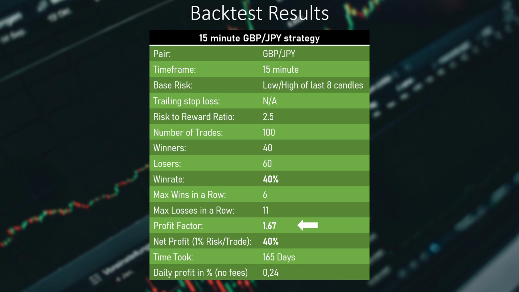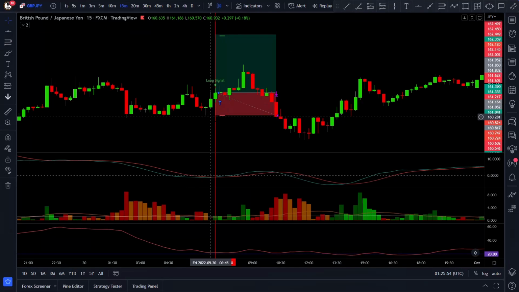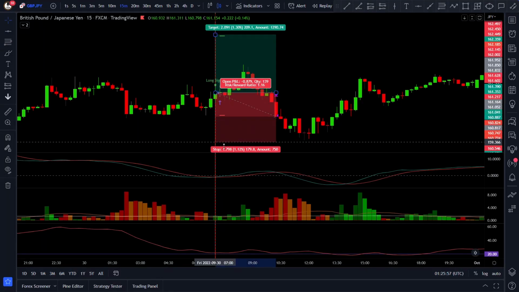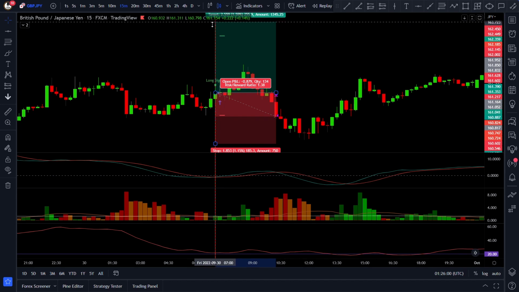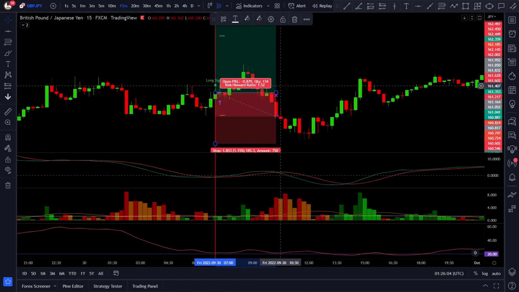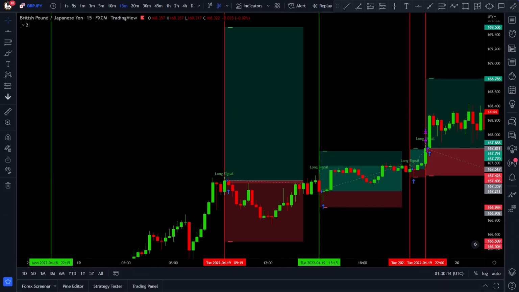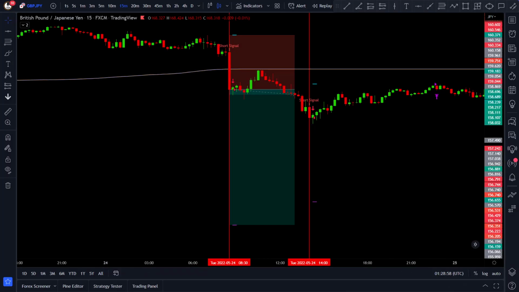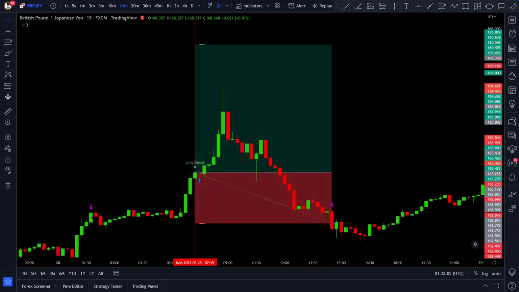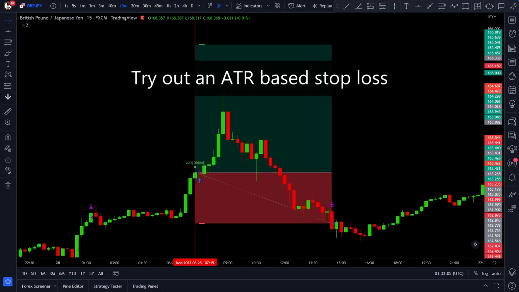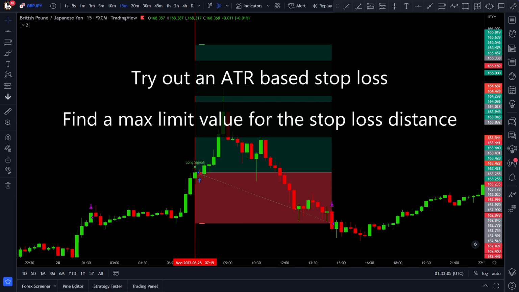But what optimizations do I recommend? The first thing I would always do is to play around with the stop loss placement and the risk to reward ratio. What I've seen during the backtest is that this strategy sometimes has ridiculously big stop losses due to swing low, swing high stop loss placements. Trades with these big stop losses are usually losers. So I would recommend trying out an ATR based stop loss and finding a max limit value for the stop loss distance.